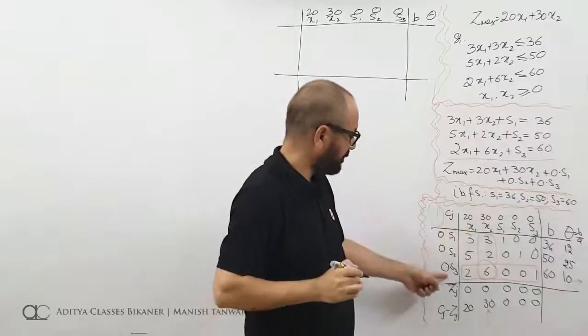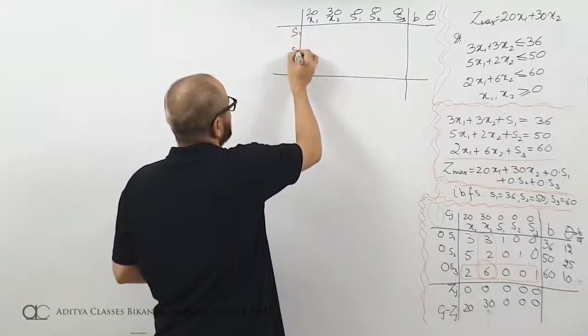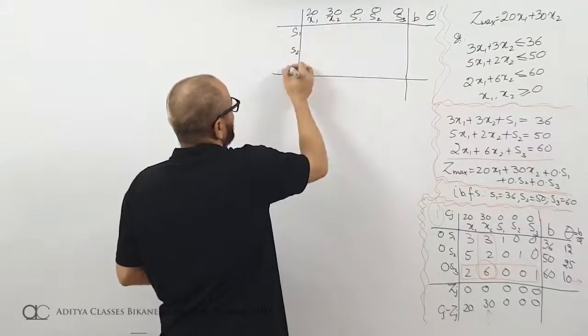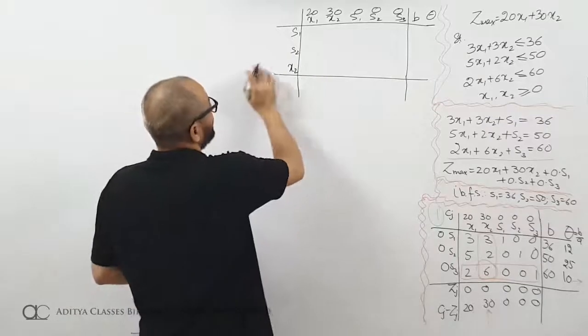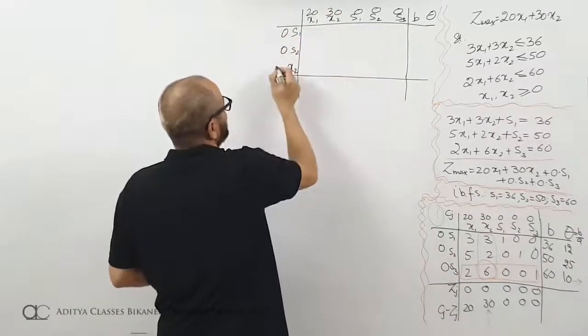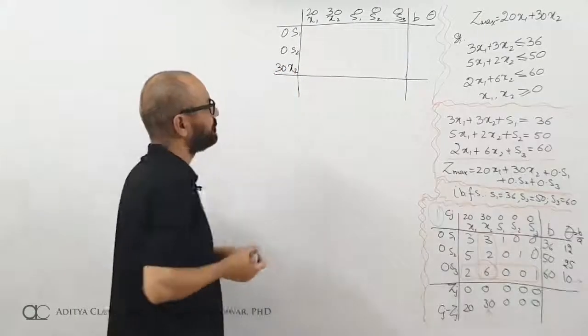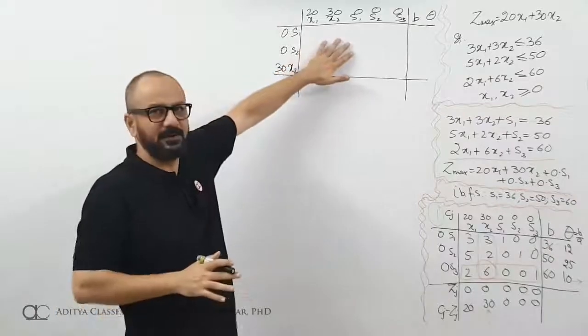X2 is coming in place of S3. So, S1, S2 are still intact. S1 is still here, S2 is still here, but in place of S3 now I will be having X2. What are their respective contributions? S1, S2 are zeros, X2 is 30. This is the shape of my new matrix.